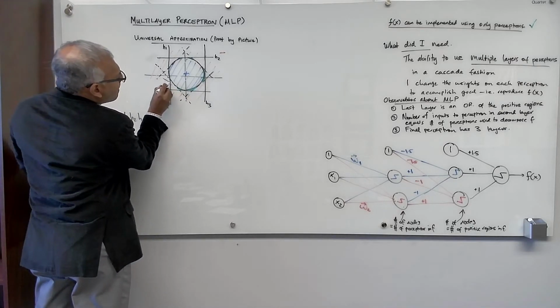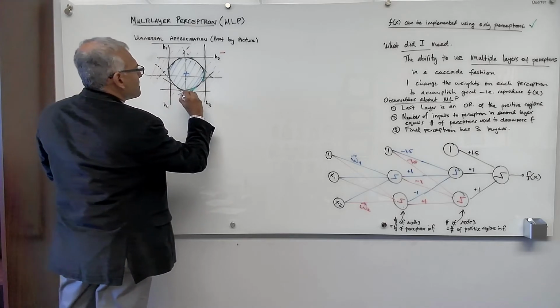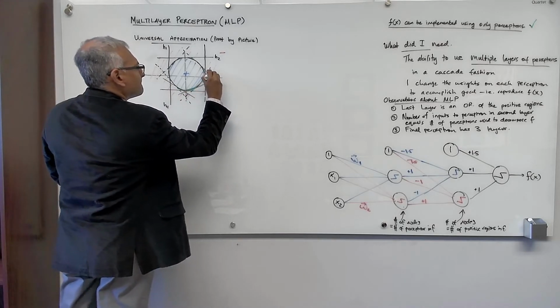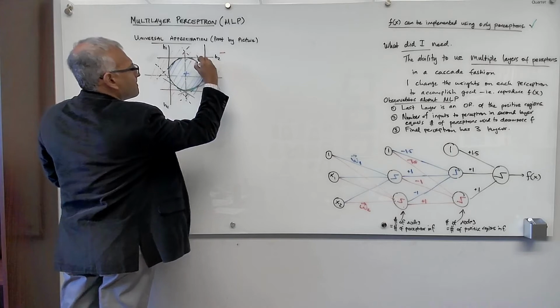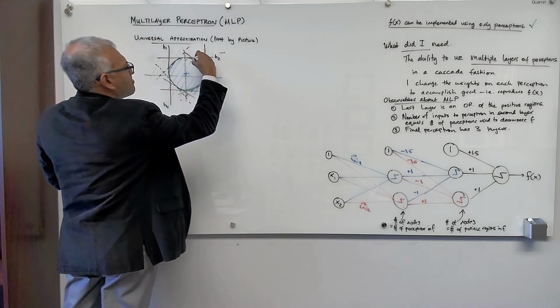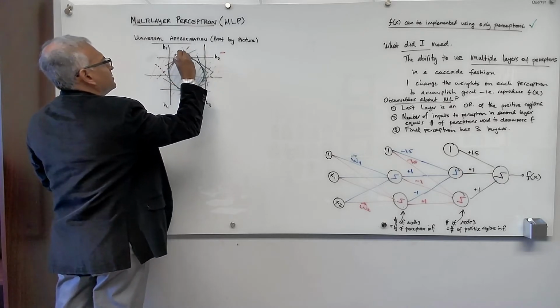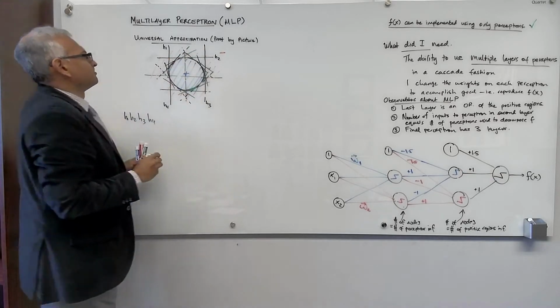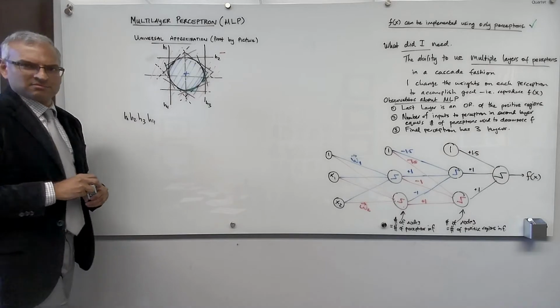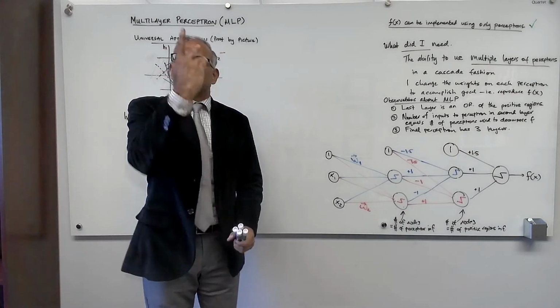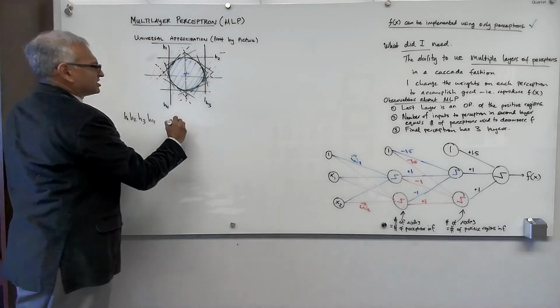1, 2, 3, 4, 5, 6, 7, 8. And there, you've pretty much got your circle now with 16 perceptrons. Okay, so 16 perceptrons.